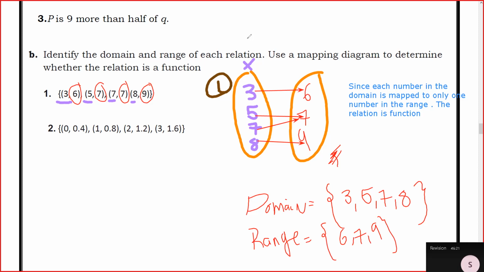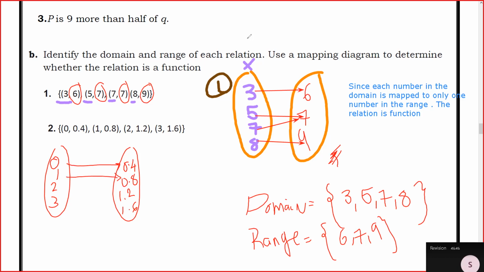Now, shall I solve number 2, or is it enough? Okay, I'll solve it quickly. 0, 1, 2, 3. 0 with 0.4, 1 with 0.8, 2 with 1.3, and 3 with 1.6. So each number in the domain is mapped to only one number in the range. So is this relation a function? Yes, it's a function.